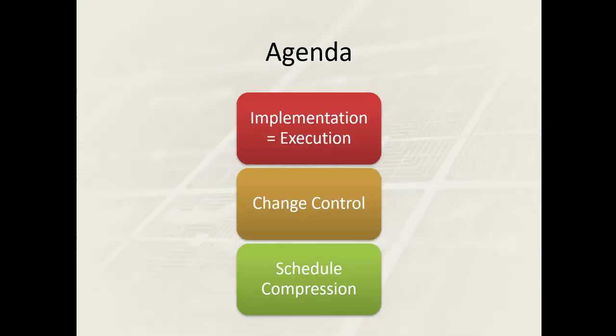So this is our agenda. We're going to talk about implementation, also called the execution phase in the PMBOK model. We'll talk a little about change control. These are the steps involved when you have to change something during the execution phase. And then we're going to review what it looks like when you have to do something like schedule compression, when things maybe don't go as well as planned.